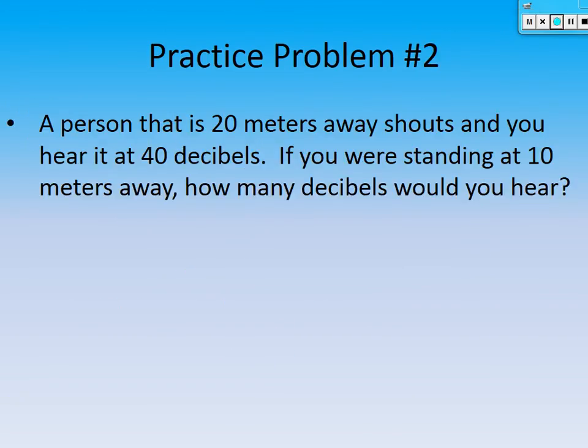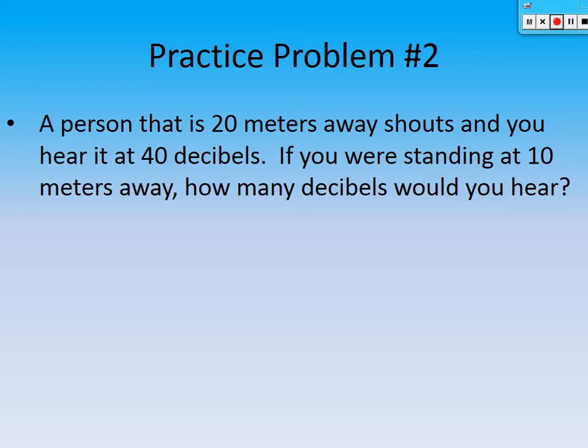Okay, practice problem number 2. Now this is a challenging one. Let me go through it with you. A person that is 20 meters away shouts and you hear it at 40 decibels. If you were standing 10 meters away, how many decibels would you hear?